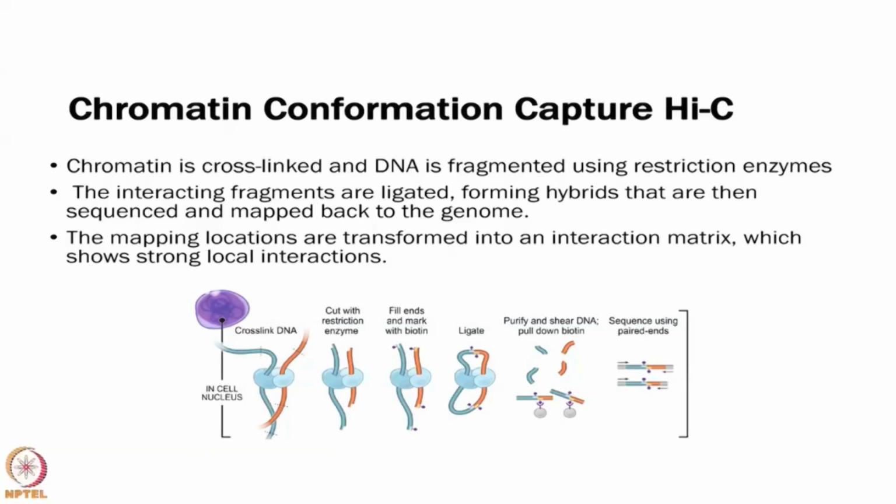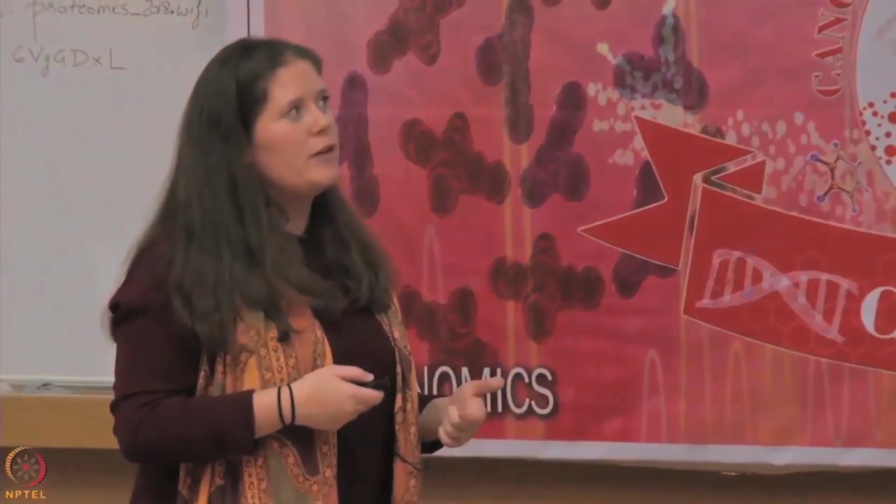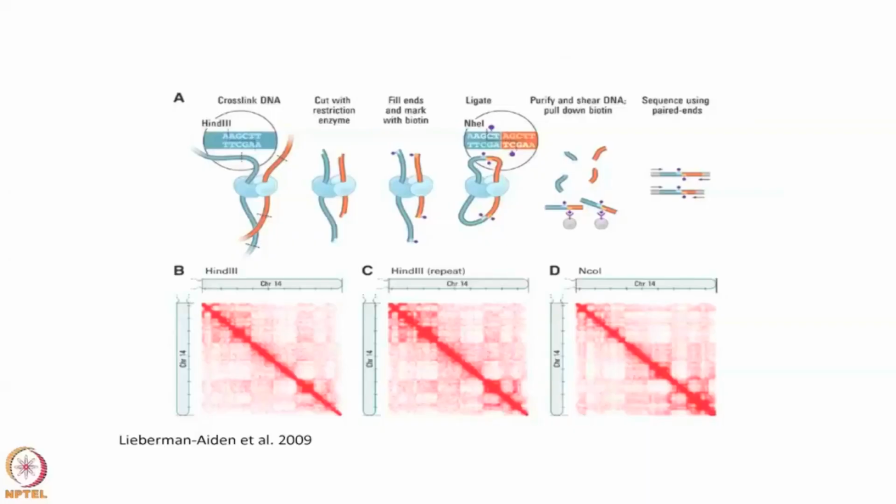And so you're really just interested in where this ligation occurred, so areas where things that don't make sense to be connected are connected. And then you do the sequencing, and then you can see what is connected together. And you get things that look like this.